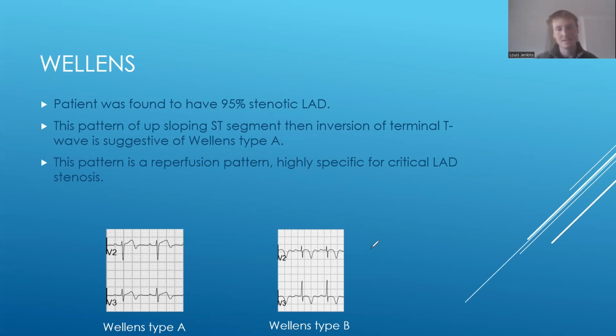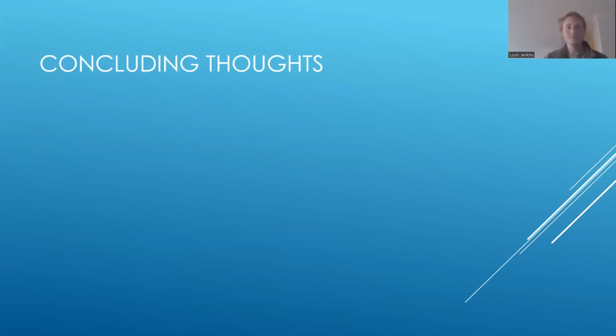But yeah, it's a cool one to be aware of. So biphasic or deeply inverted with a little bit of ST elevation is what the Wellens type B looks like. But yeah, I hope that makes sense to people. Oh, that was it. Cool.